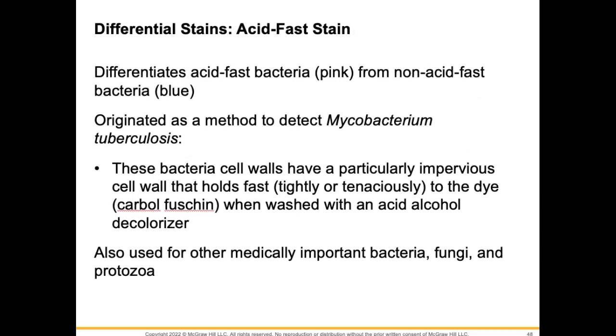Another type of differential stain is the acid-fast stain. This allows us to differentiate between acid-fast and non-acid-fast bacteria. Specifically testing things like Mycobacterium tuberculosis. So these bacteria have a particularly impervious cell that holds fast, tightly and tenaciously, the dye carbol fuchsin when washed with acid alcohol decolorizer. We also use this acid-fast stain for other types of diagnoses or identifications of certain bacteria, fungi, and protozoa.